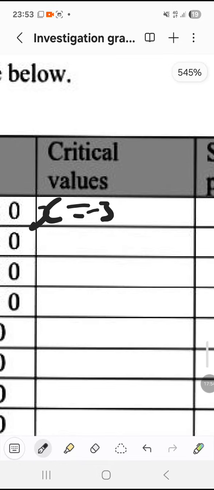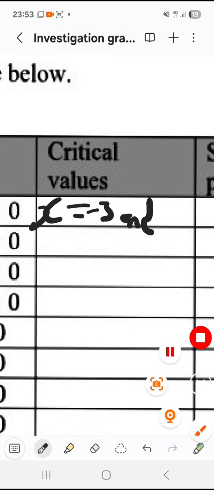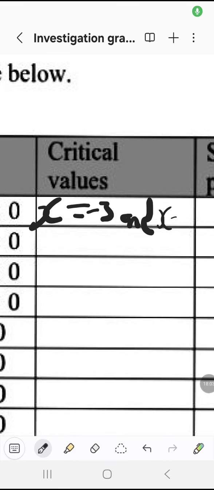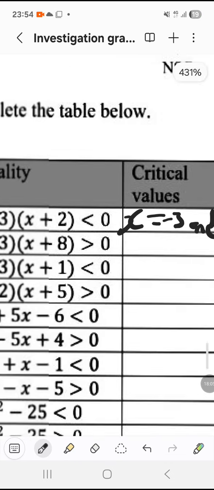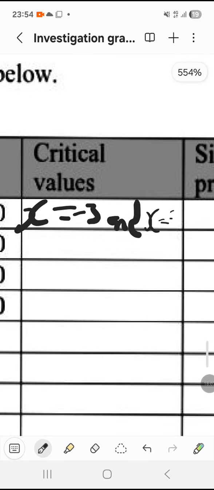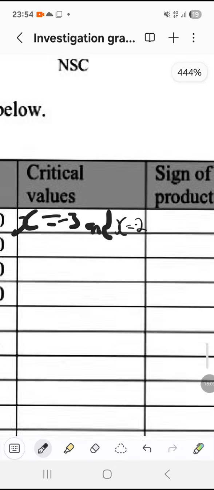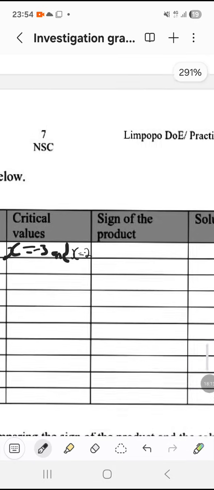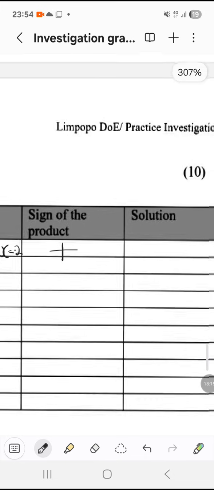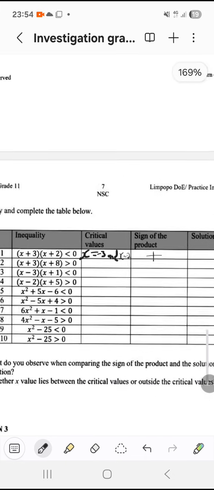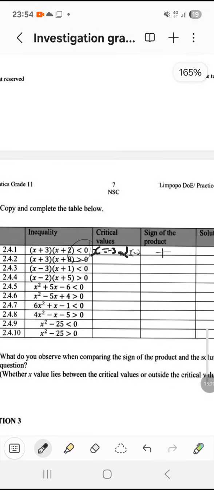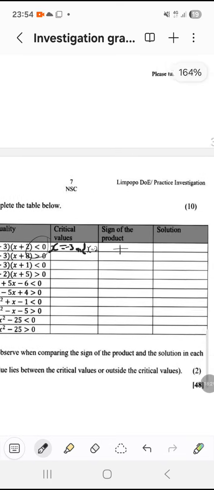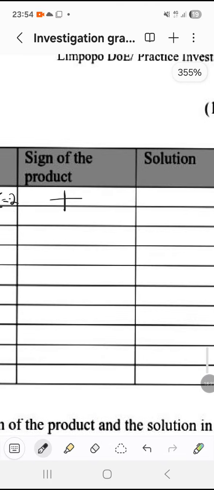minus 3, and then x is equal to minus 1. The other one was plus 2, so it's minus 2. And then the sign of the product, so we have a negative and a negative, that's a positive. Then the solutions, when 0 is greater, it's an intersection, so we write it like this.